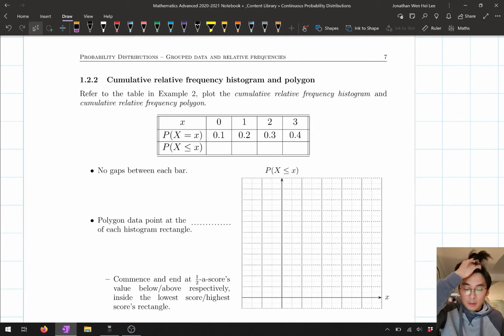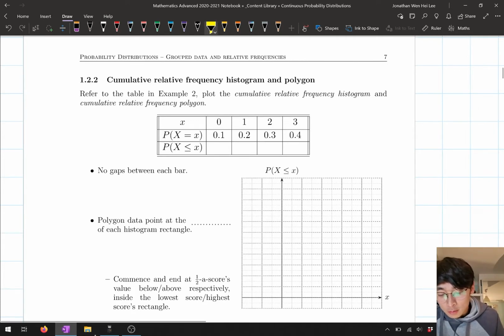They've given us this table, and we're going to plot the cumulative relative frequency. Here, we represent the cumulative relative frequency with P(X less than or equal to x). This tells me the probabilities of all of the x values which are less than or equal to that point, which is what the cumulative frequency actually tells me.